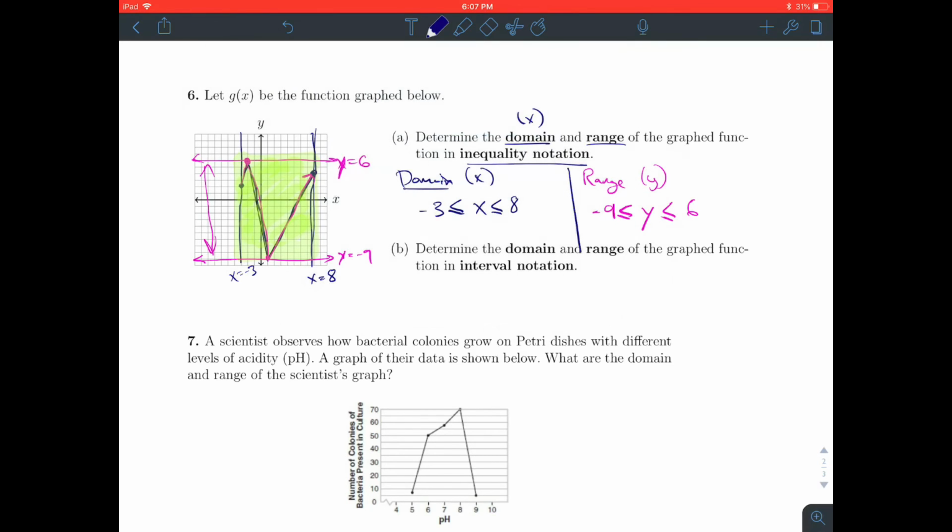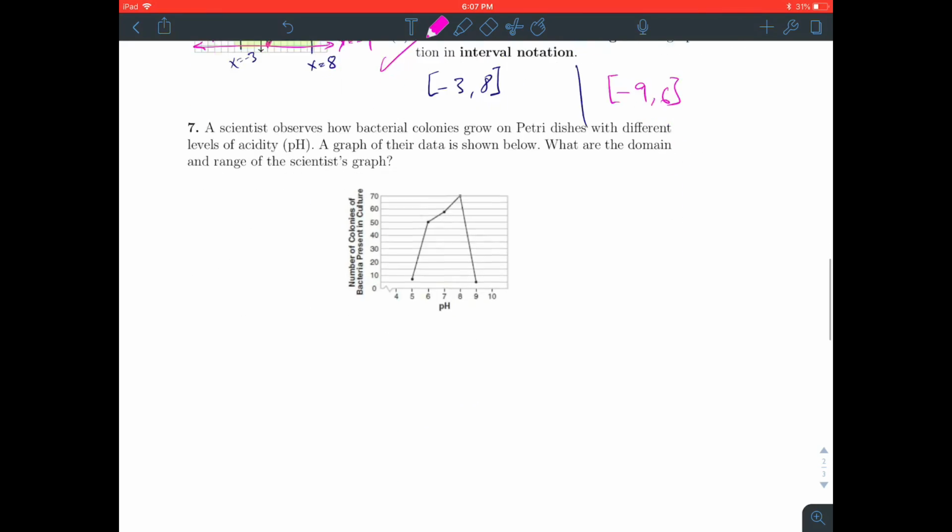Next up, we need to do these in interval notation. So because we have -3 to 8, and -3 and 8 are both included, we have the following for our domain. And for our range, similarly, from -9 to 6, both are included, so we'll have square brackets. And those are the final answers for parts A and B.